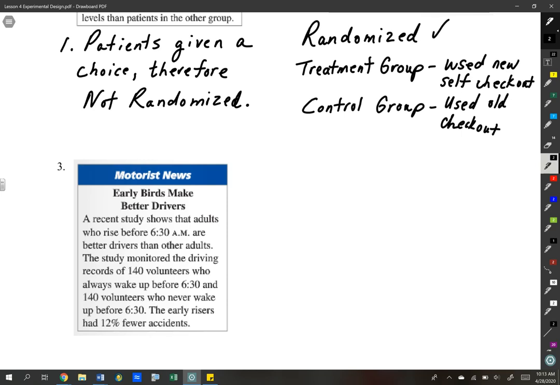Well, the individuals were not randomly assigned to the control group or a treatment group, so this is not a randomized comparative experiment. So we're going to just write number 3 here. Should have wrote number 2 here. For number 3, this is not randomized.